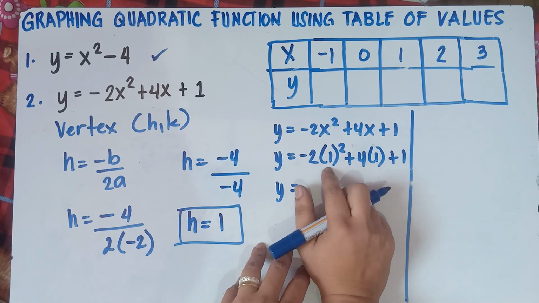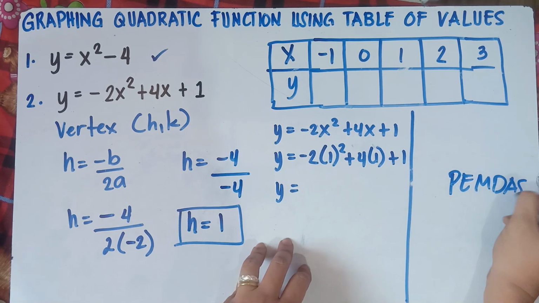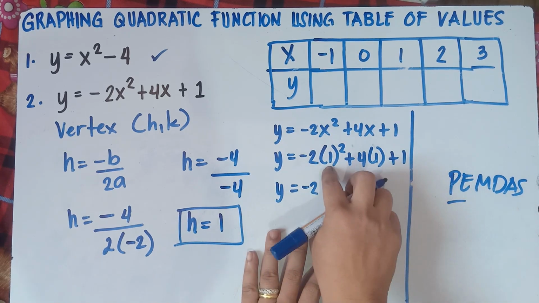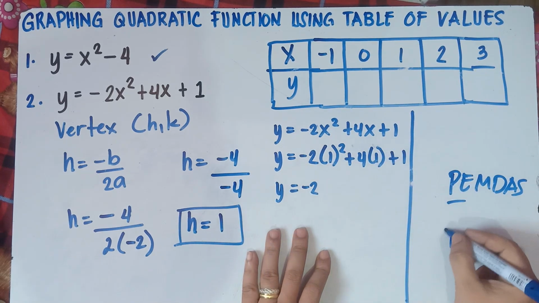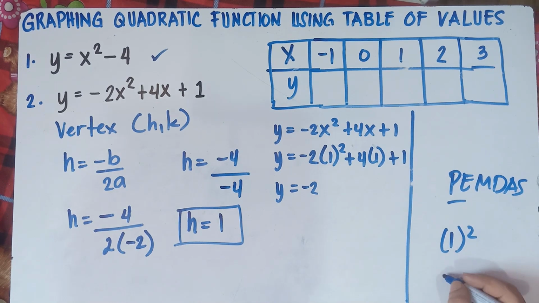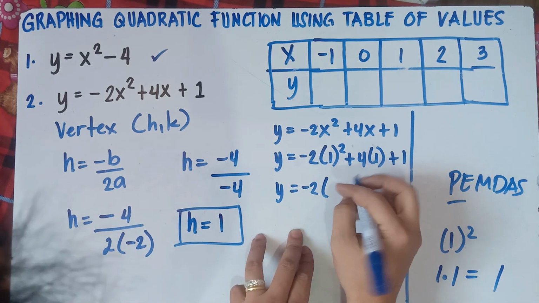It should be parentheses, then exponent. Always follow PEMDAS, class. Parentheses, then exponent. So copy negative 2, then you simplify this one. 1 squared. What do you mean by 1 squared, class? That's correct. 1 squared means 1 times 1. You multiply this 1 by itself twice. 1 times 1, that is 1. So copy negative 2, then 1 times 1, that is 1.